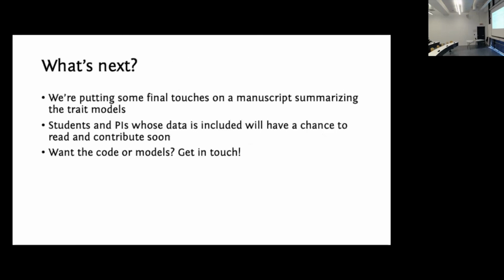So what's next? We're putting some final touches on a manuscript summarizing these results. Students and PIs whose data I included in this project, you'll have a chance to read and contribute to the manuscript soon. I think CABO's policy is that if your data are in here, it's an opt-out: you'll automatically be included as an author unless you opt out.